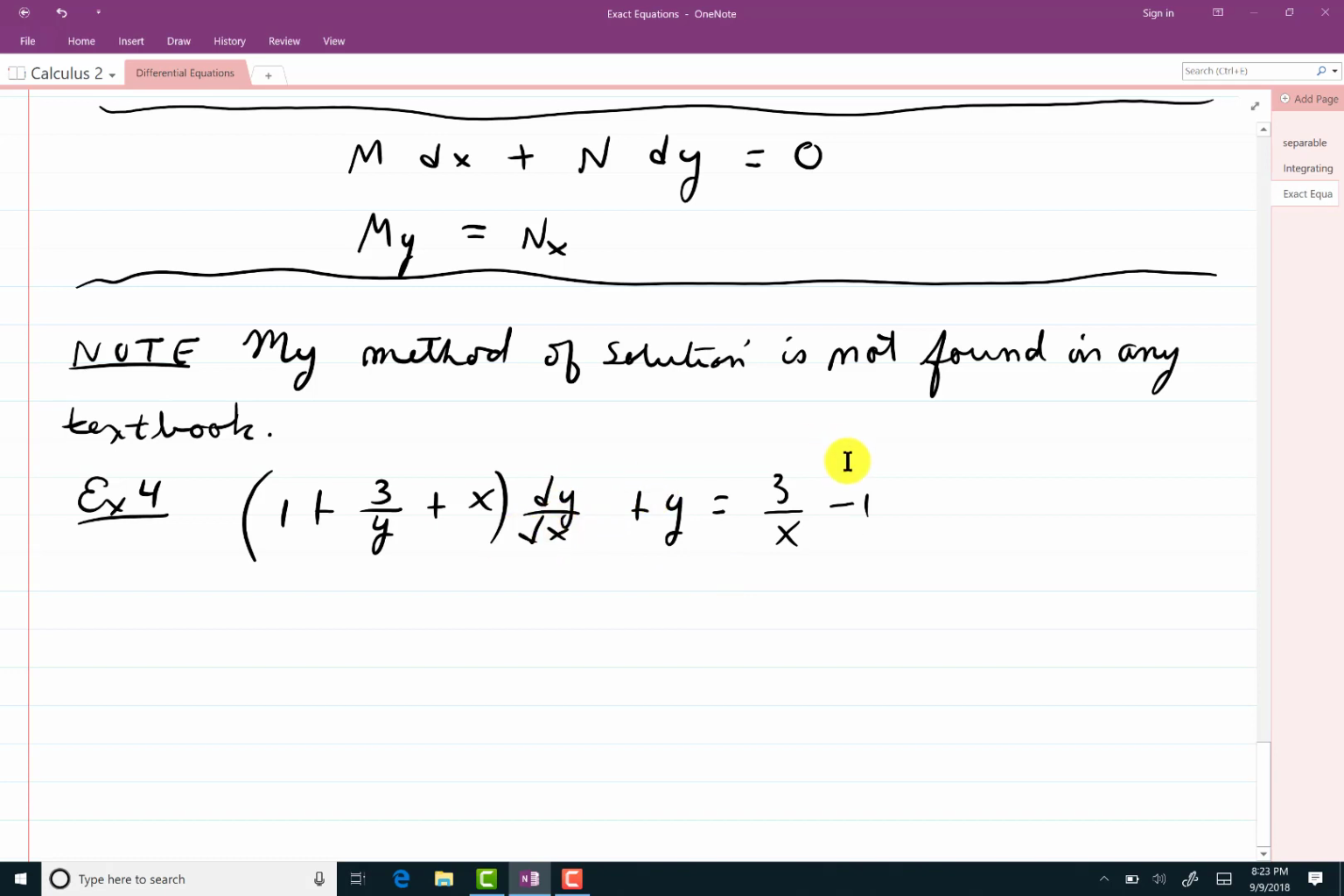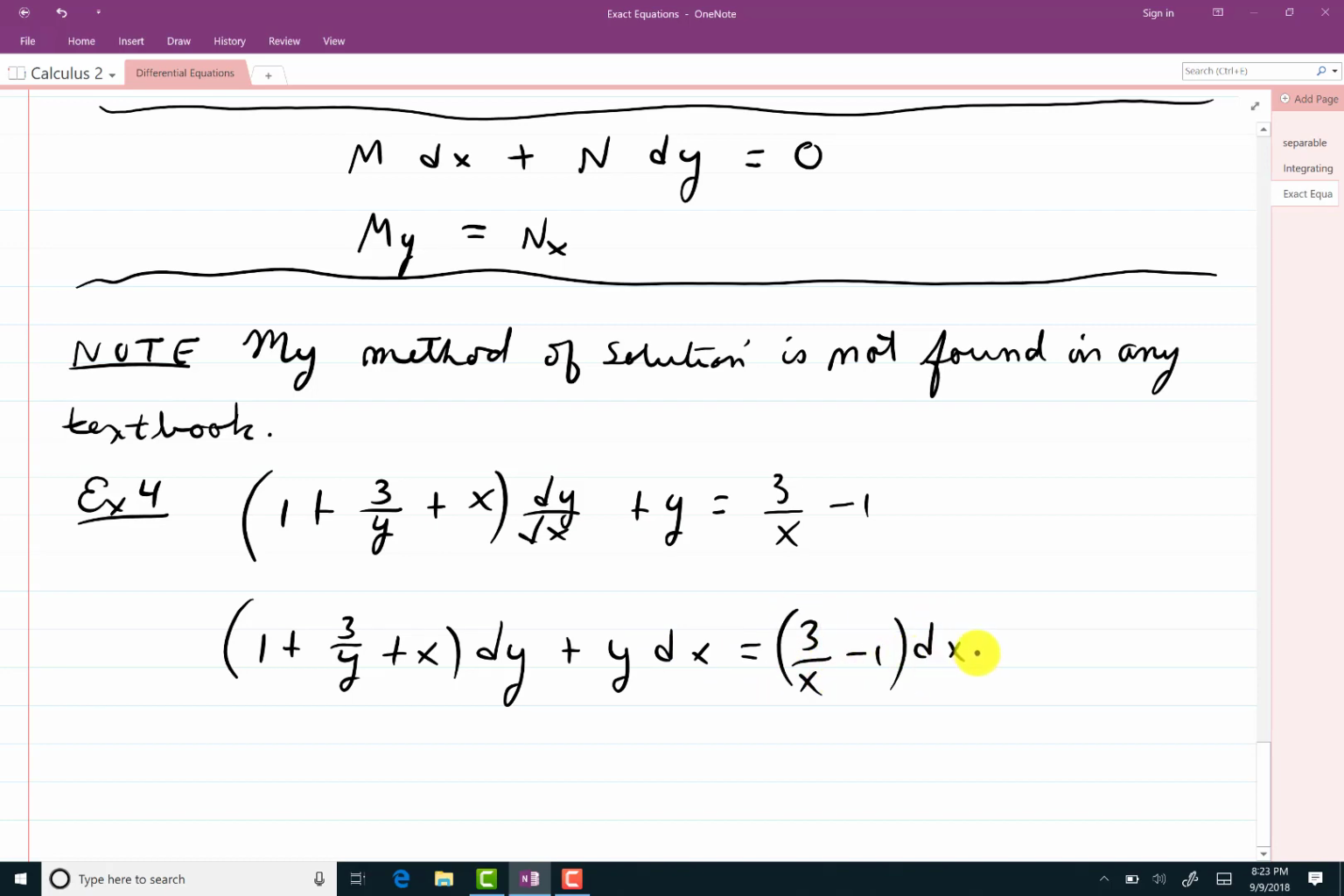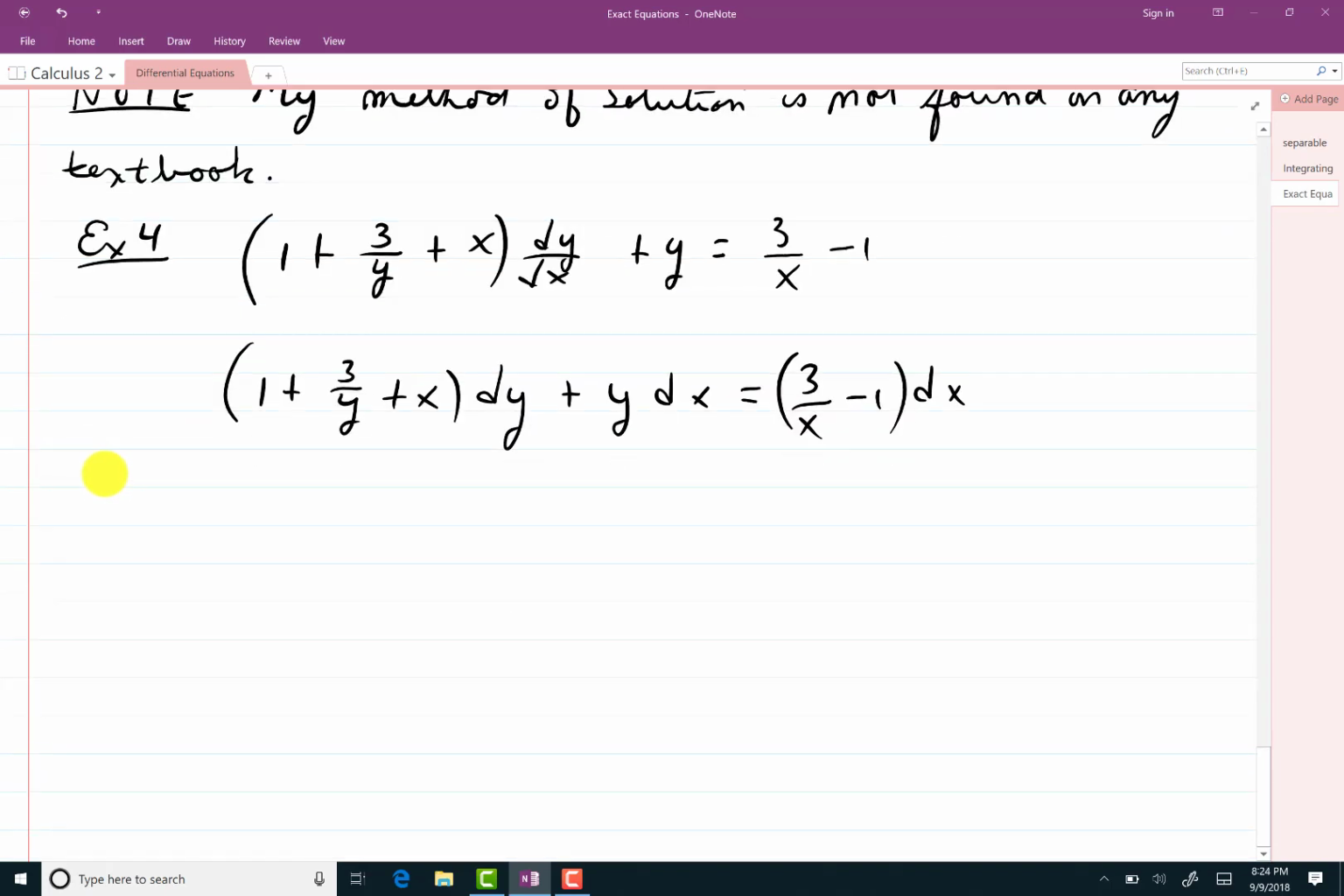So in particular, I'm going to multiply through by dx. So I have 1 plus 3 over y plus x dy plus y dx equals 3 over x minus 1 times dx. And then I'm going to get everything to one side and have it set equal to 0 like we're supposed to. So I'll have 1, I think I made a mistake actually in the problem. Let me make sure, let me fix it.